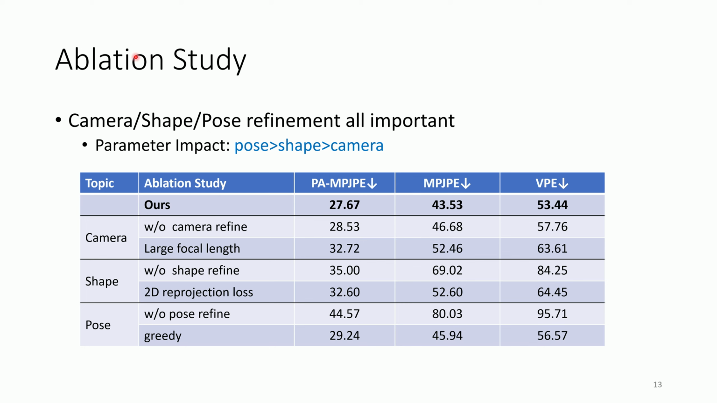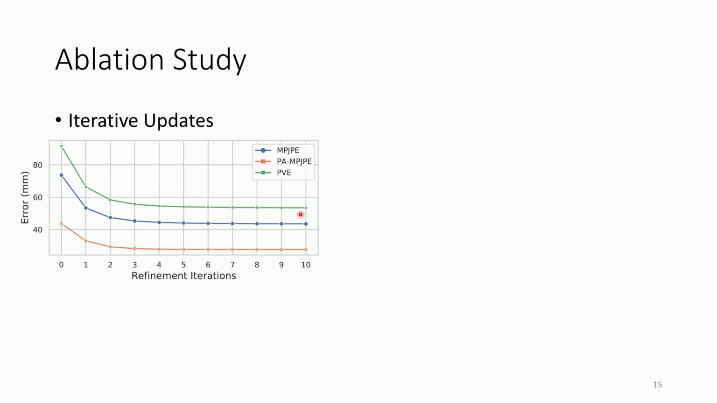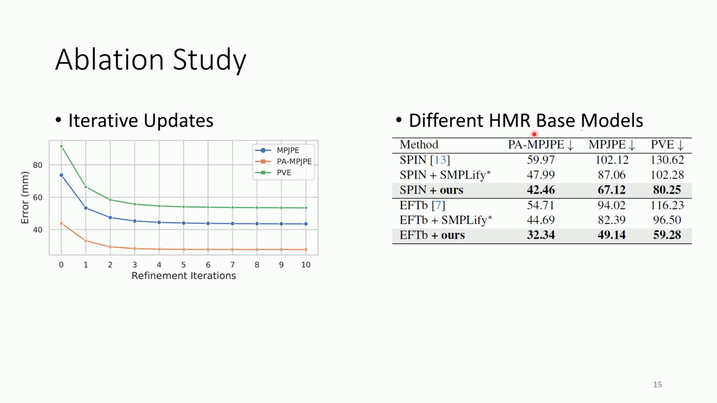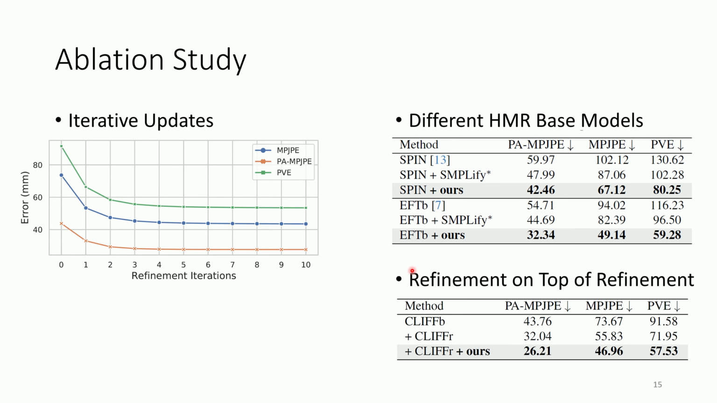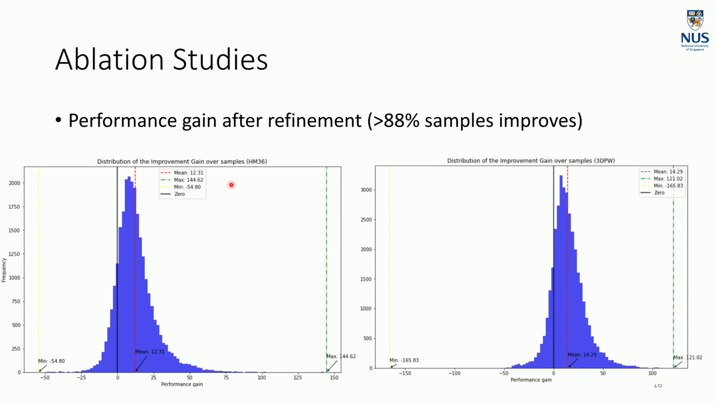Our ablation studies confirm the effectiveness of each module, with pose refinement being the most critical, followed by shape and camera refinements. Here, KITRO steadily decreases error over iterations and can converge. This table shows that KITRO is compatible with various HMR base models. In addition, KITRO can get extra improvement on top of other refinement methods. We also studied how many examples get improved. Looking at this histogram here, the vast majority of samples, over 88%, improve.